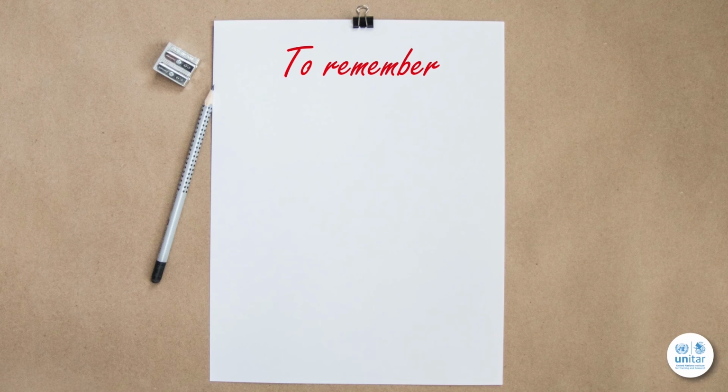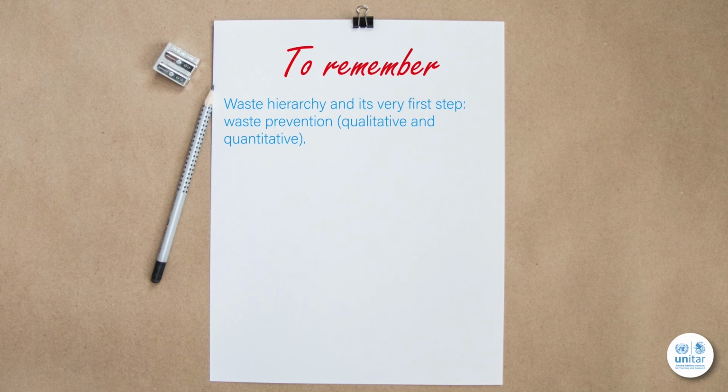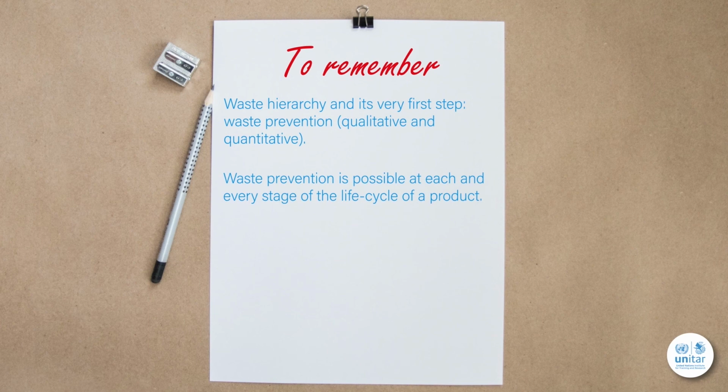Let's summarize what we have seen in this lesson. We started with the waste hierarchy, and its very first step, waste prevention, divided into two types of measures, qualitative and quantitative. We also saw that waste prevention is possible at each and every stage of the life cycle of a product, from manufacturing to consumption and end of use. We looked at the consumer waste prevention aspect with the 7 R principles of rethinking our consumption, by refusing, reducing, reusing, repairing, regifting, recovering and recycling.